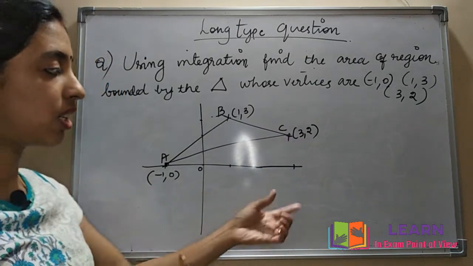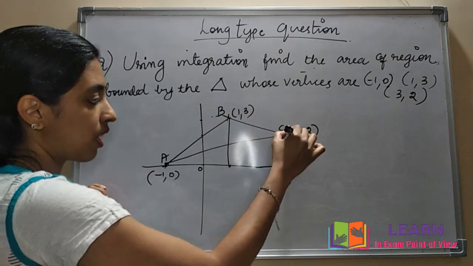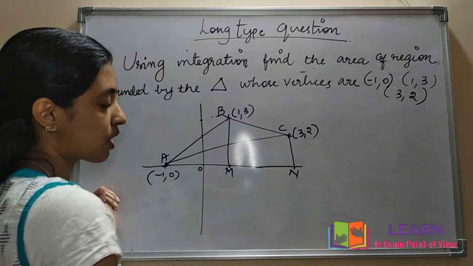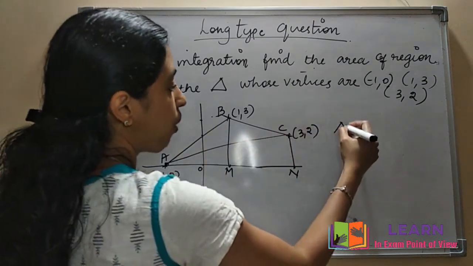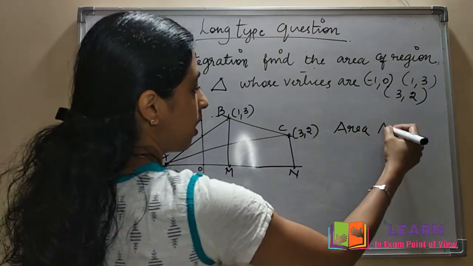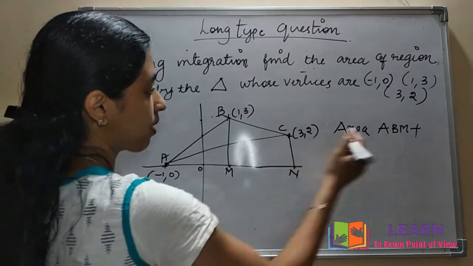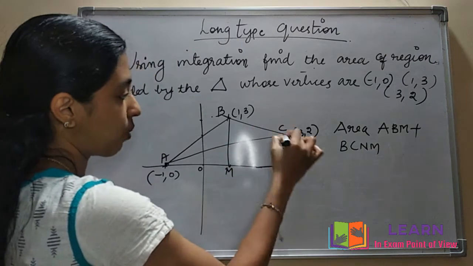But how? It is here the point. So we have to make it on the x-axis. So you will get the 2 points, M and N. So first you need to find the area of which part? ABM, right? ABM. Then we have to add this area, that is BCNM, right? This area, okay.